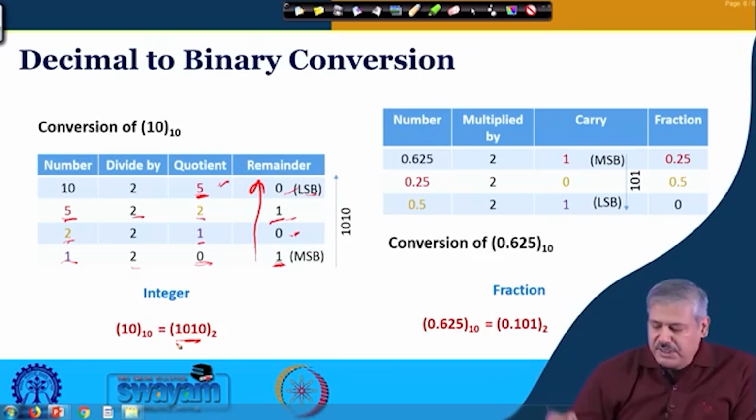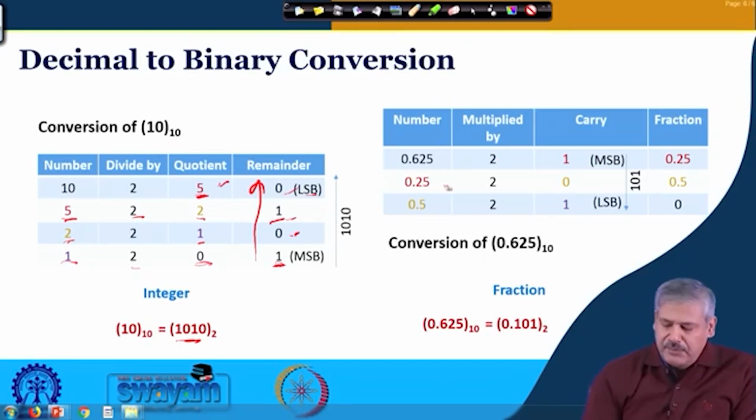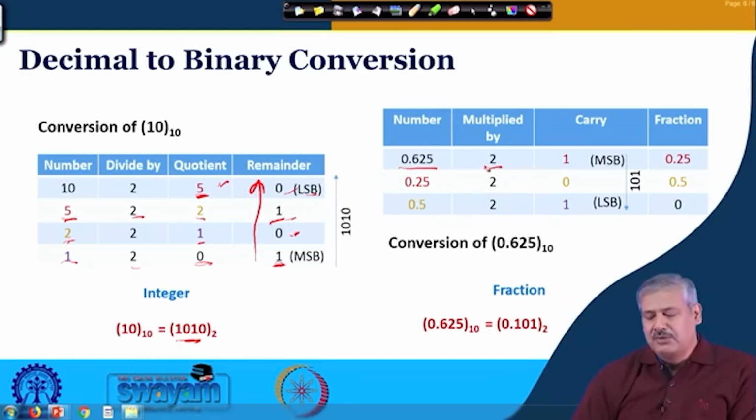If we consider the fractional part, earlier it was division, here it is multiplication. Consider 0.625, the number we have seen before. First we multiply by 2. What will be the result? 1.25.